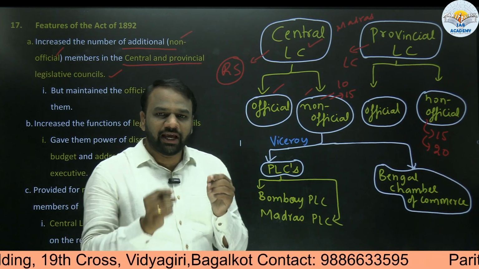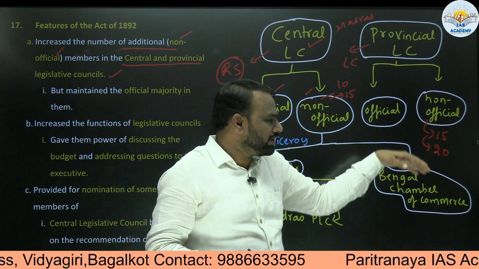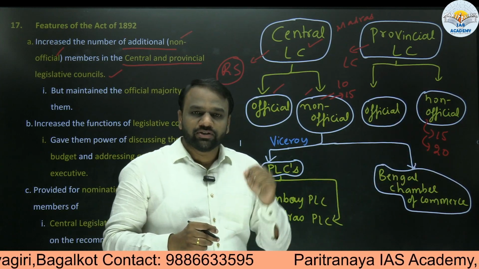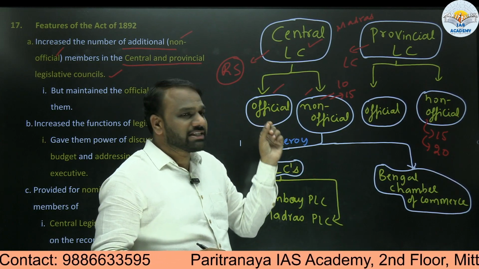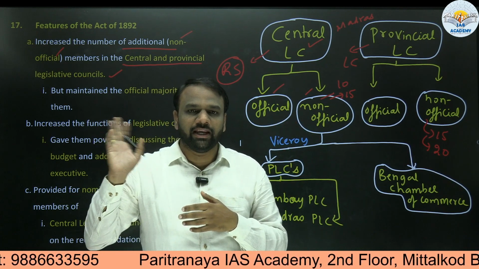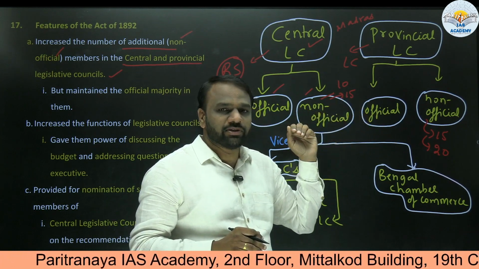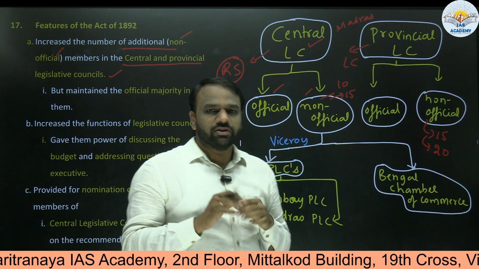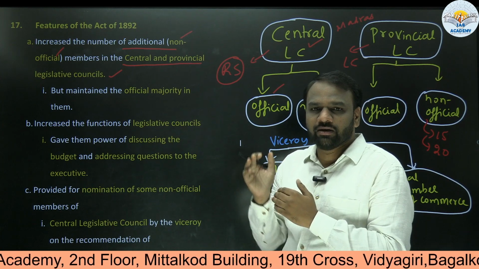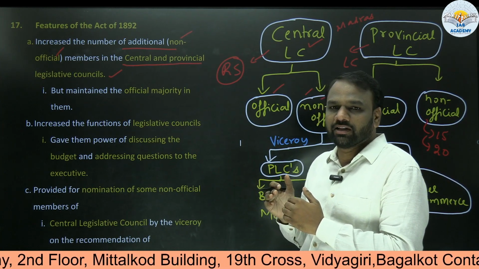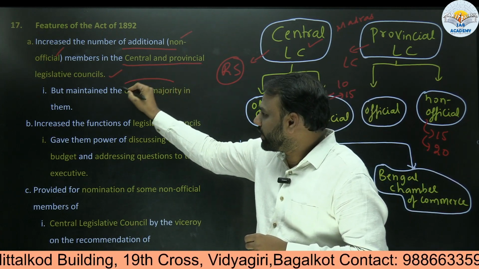Now from the exam point of view, the exact figure is not important, whether they were 10 or became 15, whether they were 15 or later became 20. These values are not important. What is important is through which act the number of non-official members in the Central Legislative Council increased. One such act is the 1892 Act. Similarly, through which act the number of non-official members in the Provincial Legislative Council increased? Again, the 1892 Act. This information would be sufficient. So we understood that the non-official members increased both at the Central Legislative Council as well as at the Provincial Legislative Council.